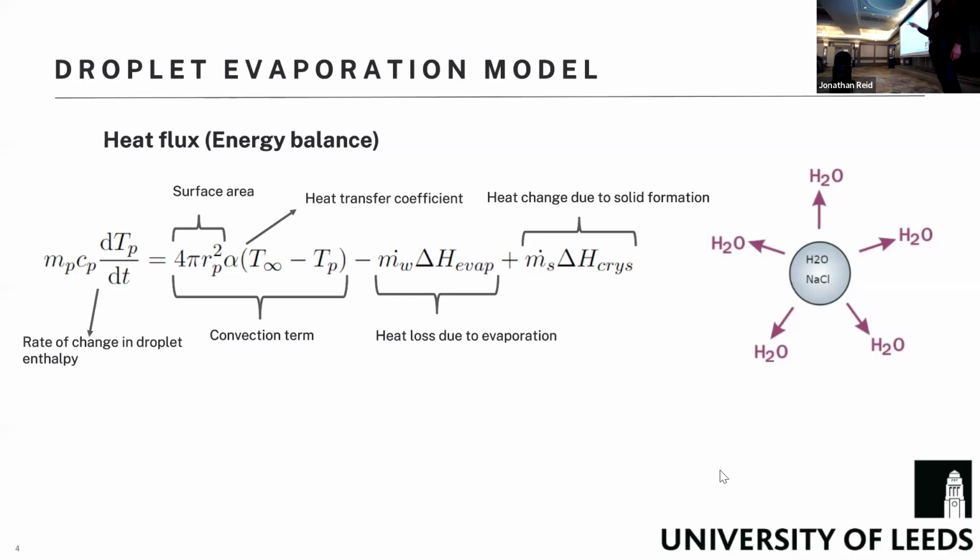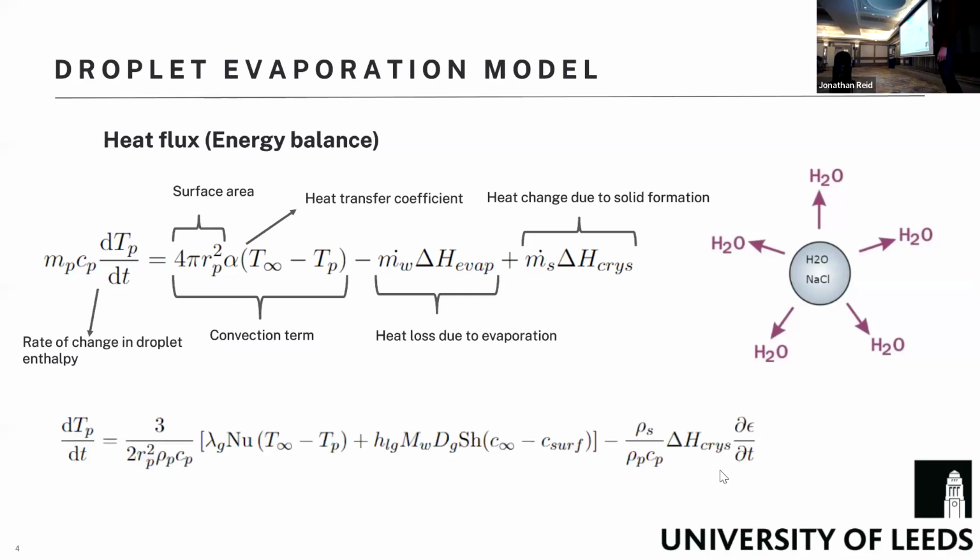Now, there are two additional terms to this energy balance, which are due to the change of phases occurring inside the droplet. So the first is the heat loss due to evaporation. This is for the water inside the droplet going from the liquid phase to the gas phase as the droplet evaporates. And the second term is the solute, in our case, the sodium chloride, going from the aqueous phase to a solid phase as the droplet crystallizes. Very similar to previously, we can re-express some of these terms, not going into too much detail, but then we can get each of these into known parameters.